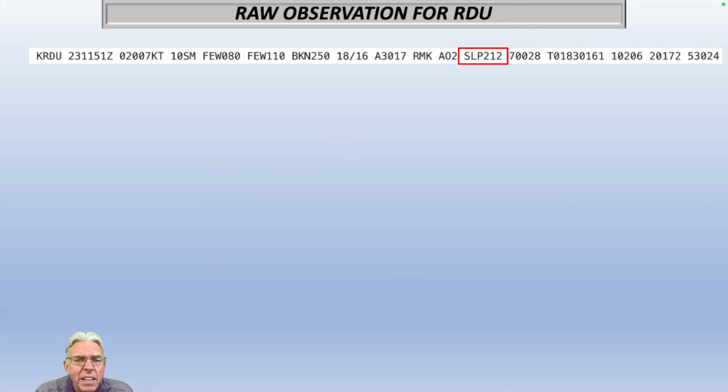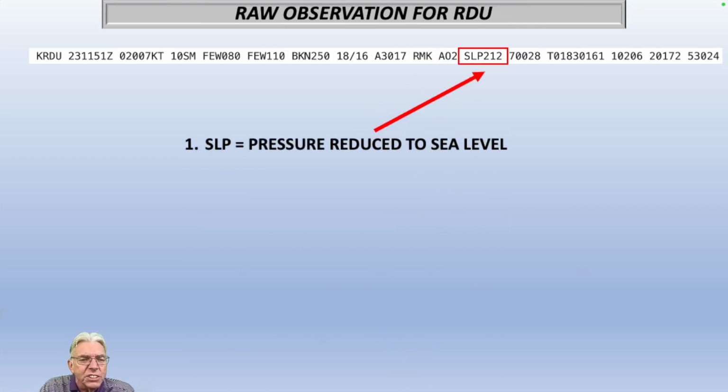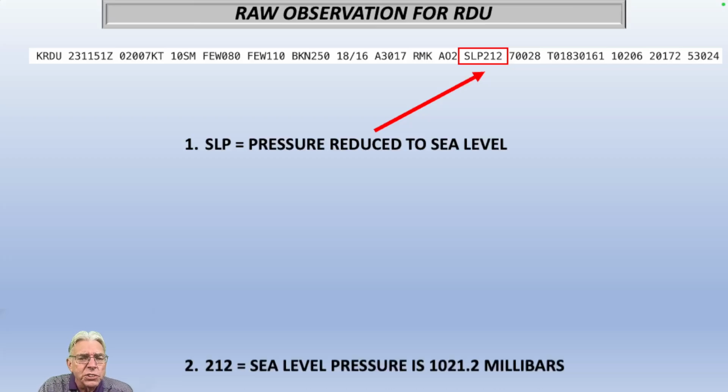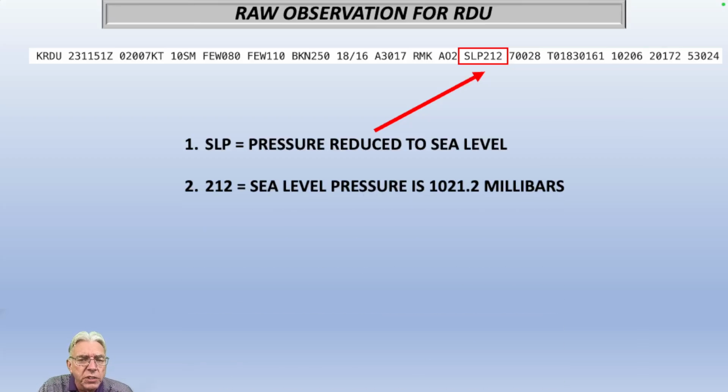All right, SLP 212. SLP stands for pressure reduced to sea level, okay? If we didn't reduce the pressure to sea level, all the lows would be over the mountains and all the highs would be over the ocean, and we don't want that, okay? We want to know where the weather systems are, so we have to adjust everything to a standard so that we can actually see where the lows and the highs are. So SLP stands for sea level pressure, and then 212 is the sea level pressure actual reading, which is 1,021.2 millibars.